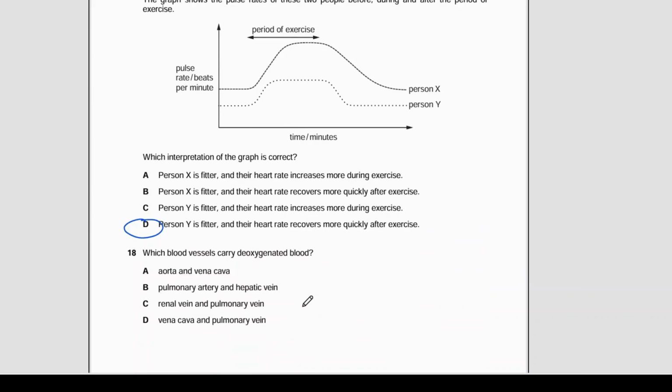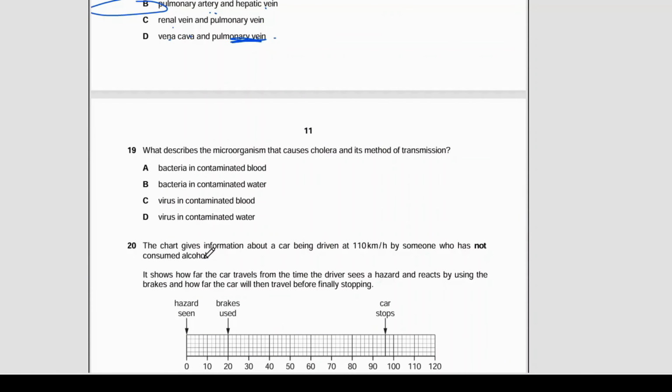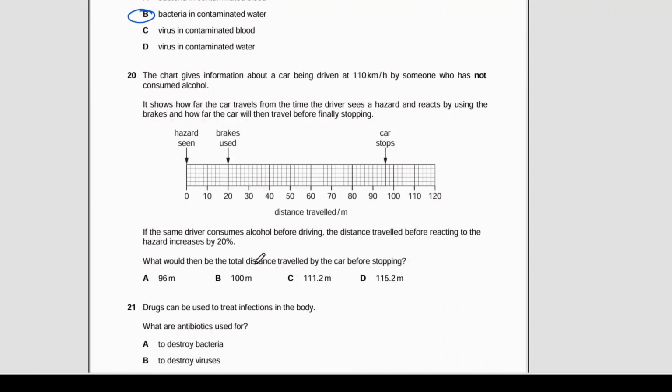Which blood vessel carries deoxygenated blood? Aorta is the one which contains oxygenated blood. Pulmonary artery is the one which contains deoxygenated blood, and the vein as well. So this can be the answer. Renal vein, or these vena cava and pulmonary vein. This vein contains the oxygenated blood, so this is also incorrect. 18B. Okay, 19th one. What describes the microorganism that causes cholera and its method of transmission? The microorganism. Bacterial, contaminated water. Correct.